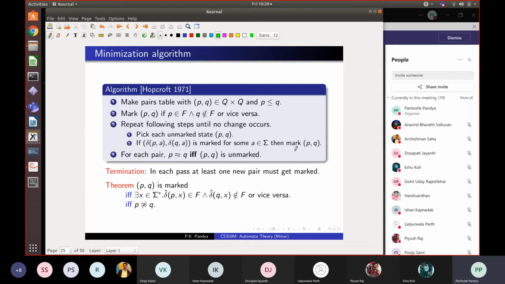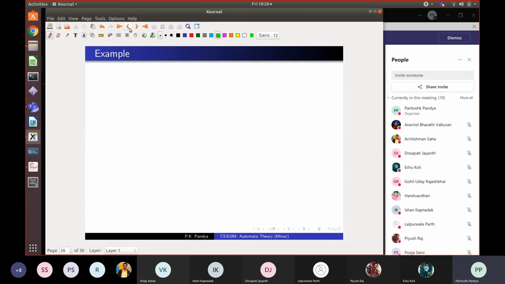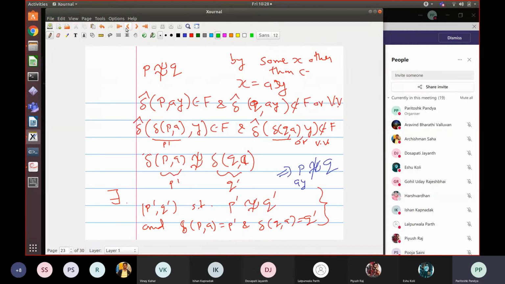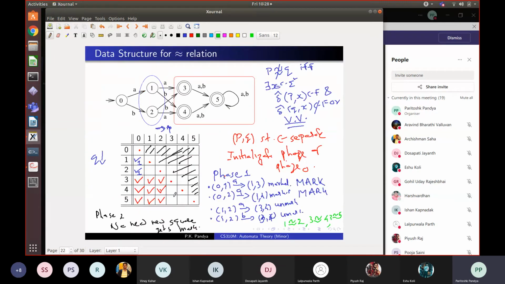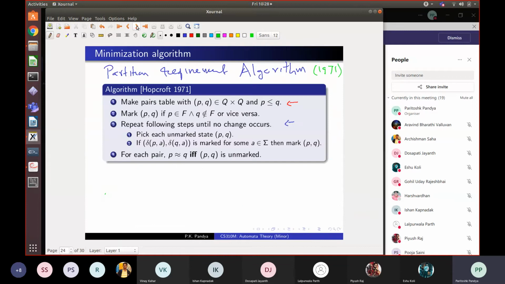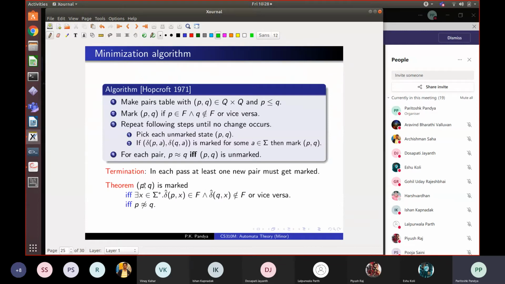Now this is some algorithm. At the end it is leaving some squares unmarked and some squares marked. And the claim of Hopcroft for this algorithm was that at the end, PQ is marked if and only if P is not equivalent to Q. That is, exactly the state pairs which are not equivalent get marked, and those which are not marked are basically equivalent. That is what he's saying.